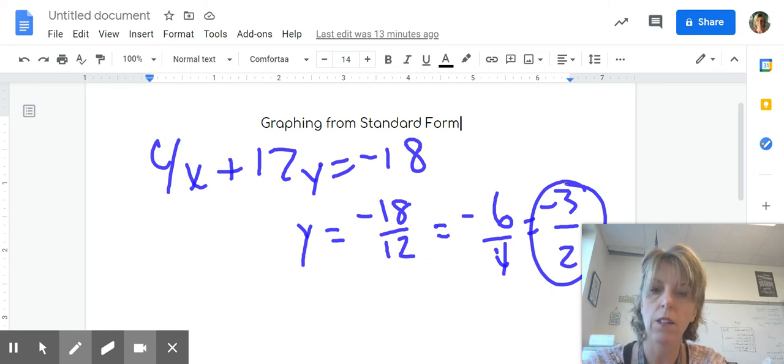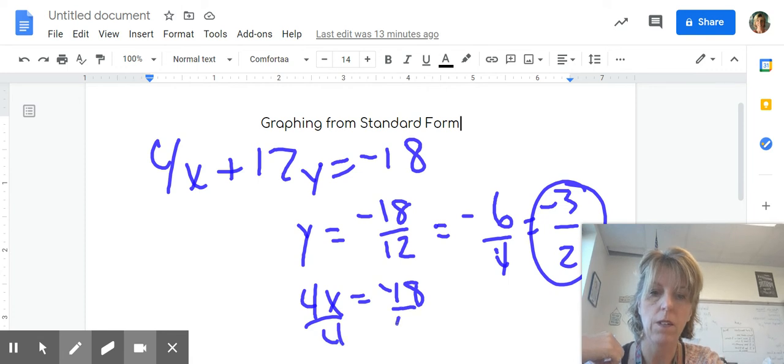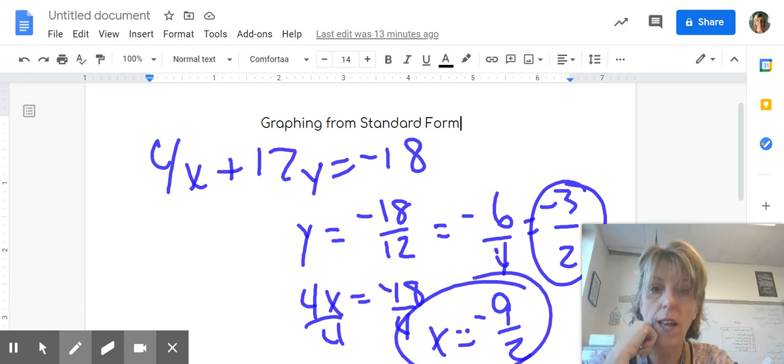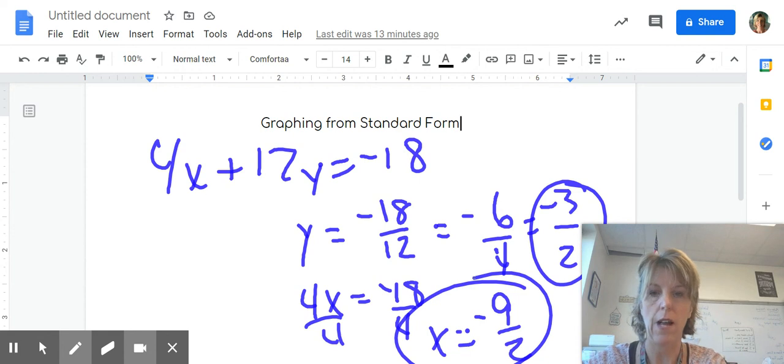Next, cover up the y. You get 4x equals negative 18. Divide that by 4. Then this becomes x equals negative 9/2. Okay, so it's okay if there are fractions. It won't happen very often, but sometimes there will be fractions, and that's okay.